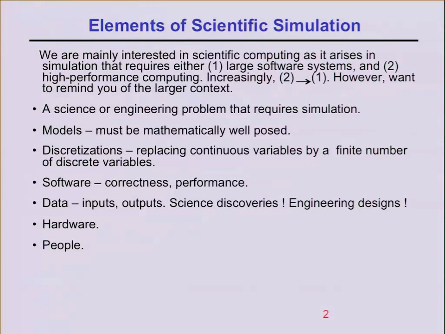Discretizations: replacing continuous variables by a finite number of discrete variables. Software: you want software to be correct, and you want it to perform well. That's kind of where the center of mass of this talk is going to be. Data: you have inputs, you have outputs, you want to make scientific discoveries, you want to do engineering design. Hardware: I'm going to actually talk a little bit about that. And people, well, that's why you're all here. You're the people who, at least some subset of you, are going to be doing these things.